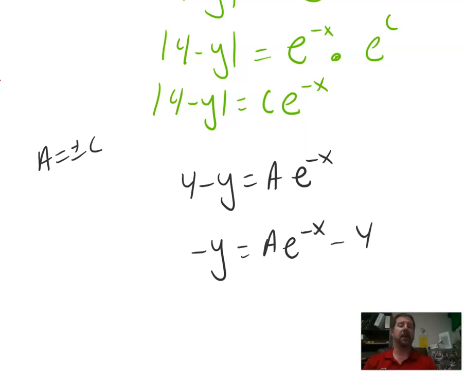And now I'm going to divide everything by -1. And this a, again, is positive or negative, so we can just leave it a. And so there is our general equation for this one right here.